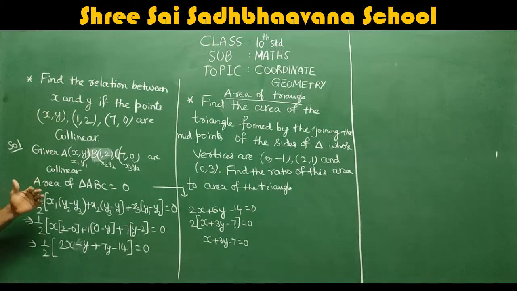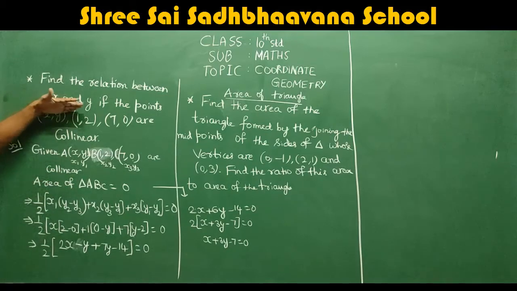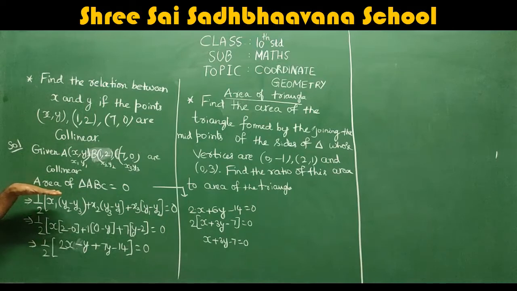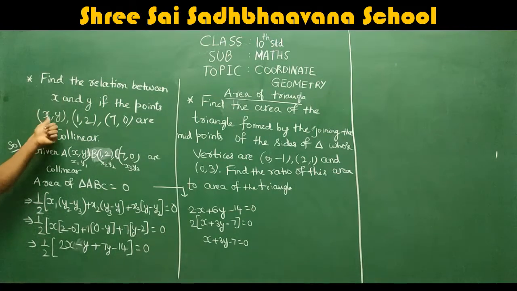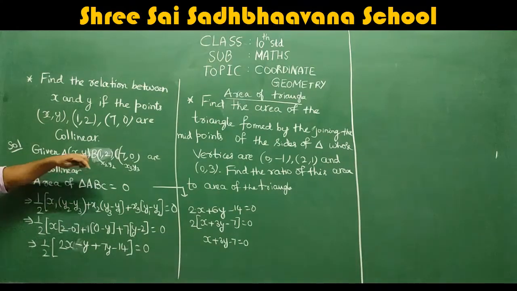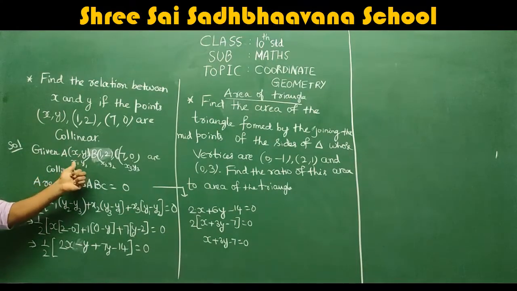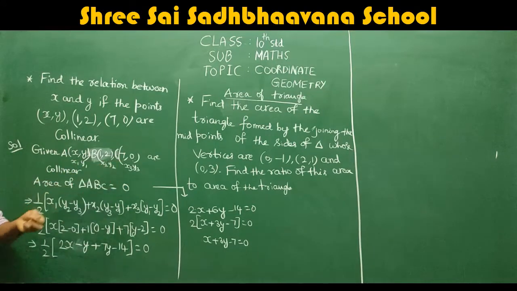So for that, to prove that the given points are collinear, we have to prove the area of the triangle formed by those given points should be equal to 0. Then only we can say that the given points are collinear. And here they have given 3 points. Obviously, we take the first one as A (x, y), B (1, 2), C (7, 0). Under that, I told you to write in pencil x1 y1, x2 y2, x3 y3.